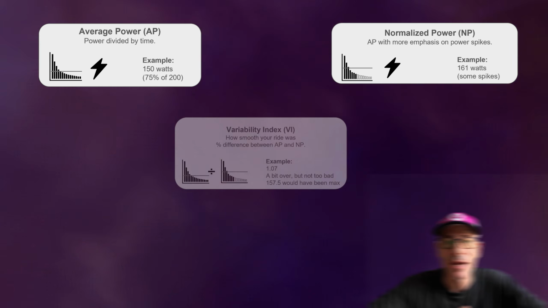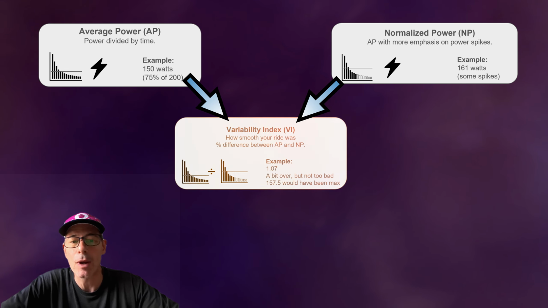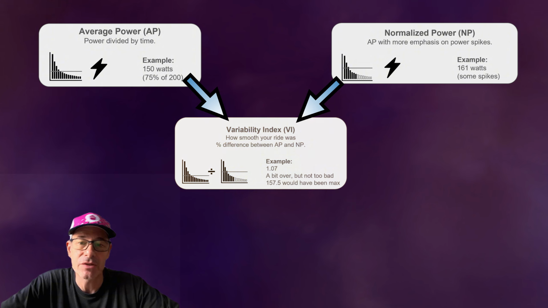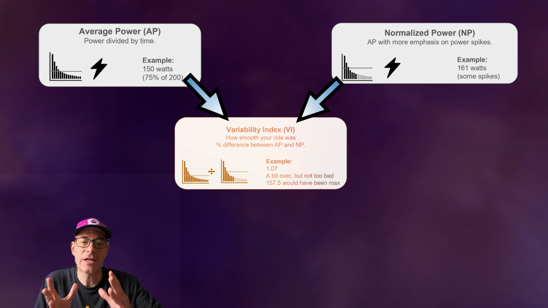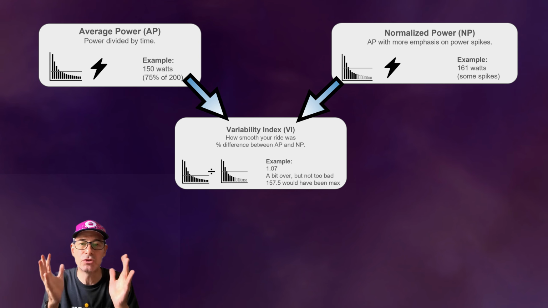Next one is VI, or Variability Index. This measures how smooth your power output is. A lower VI means a smoother ride. It's the percentage between the average power and the normalized power. So it's the difference between those two.